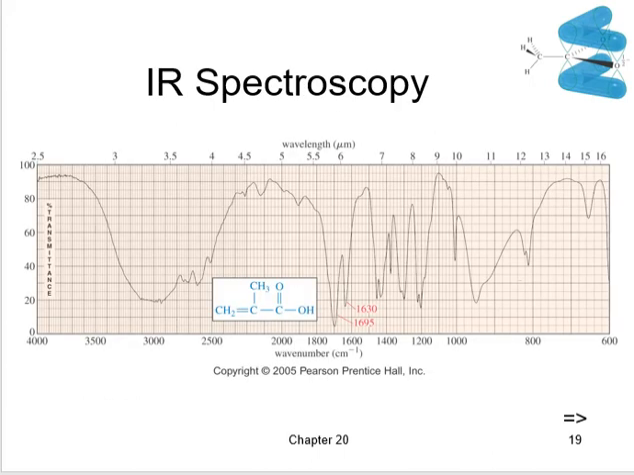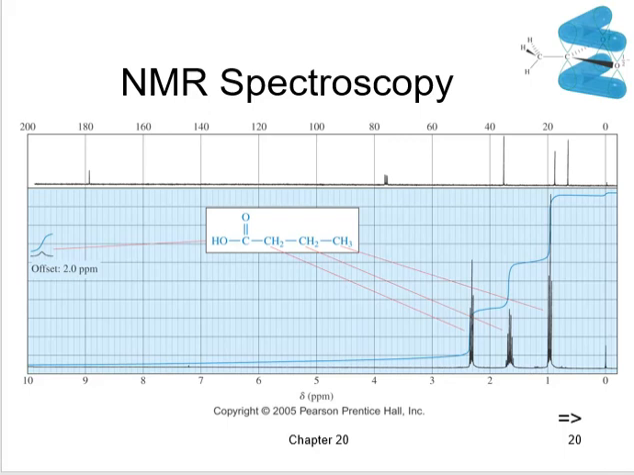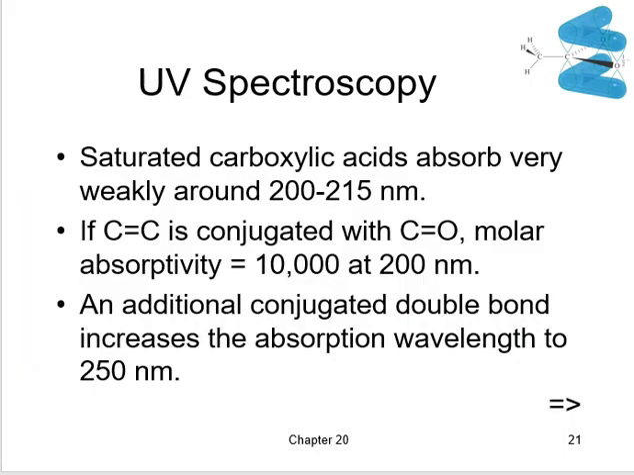Infrared spectroscopy will help us to determine the presence of the carbonyl group as well as the hydroxyl group. NMR spectroscopy also helps us to determine the proton of the carboxylic group. UV spectroscopy: saturated carboxylic acids absorb very weakly around 200 to 215 nanometers. If a carbon-carbon double bond is conjugated with the carbonyl group, the absorption is stronger near 200 nanometers. An additional conjugated double bond increases the absorption wavelength to 250.